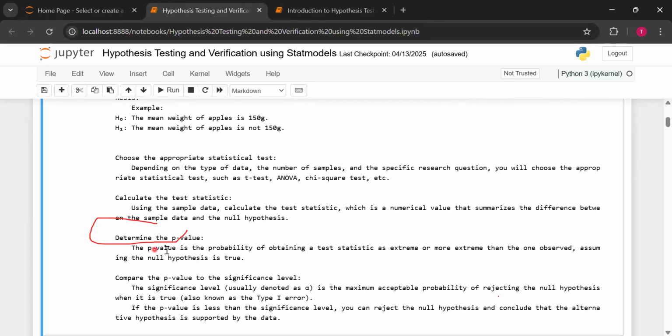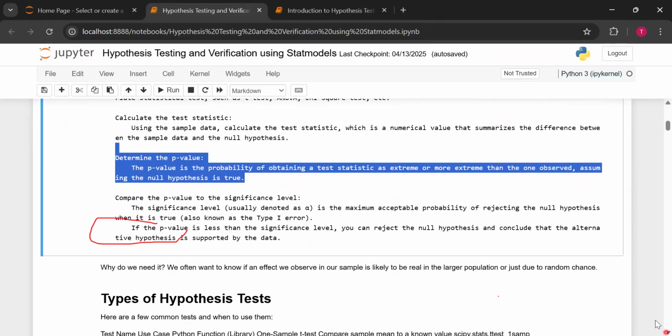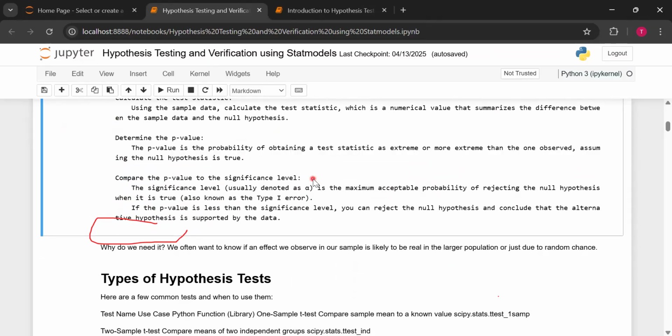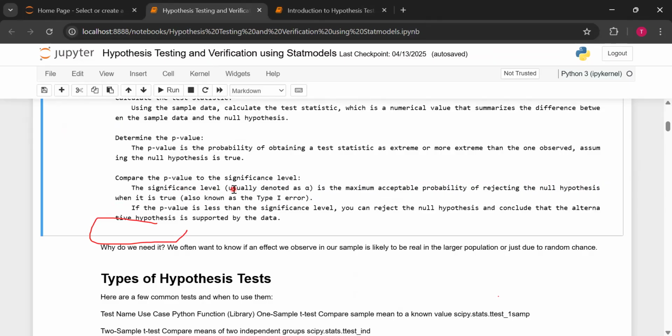So determine the p-value, which is the probability of a test statistic as extreme or more extreme than the one we observe. That is the concept of getting it by chance. That's the idea of the p-value. Now compare the p-value to the significance level. We have said the significance level may be 0.05, which is the alpha value. So you get your value and compare it with the one that was set. The significance level, usually denoted as alpha, is the maximum acceptable probability of rejecting the null hypothesis when it is true. It is the maximum acceptable probability.